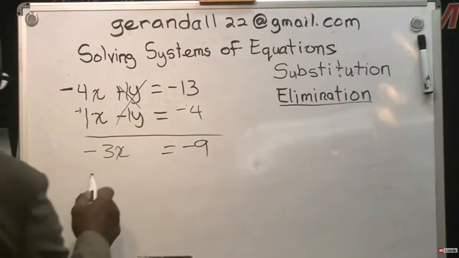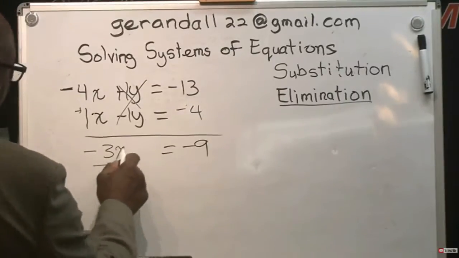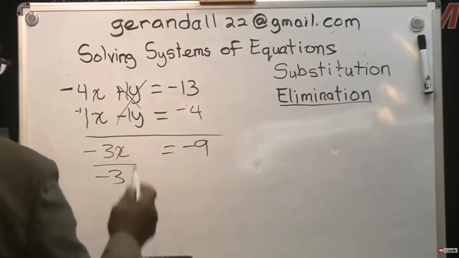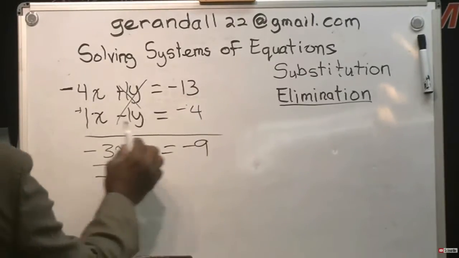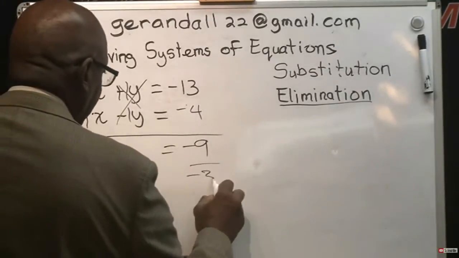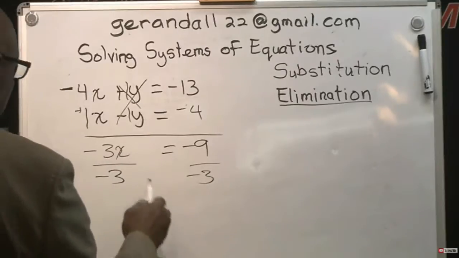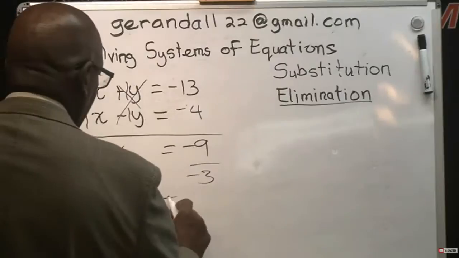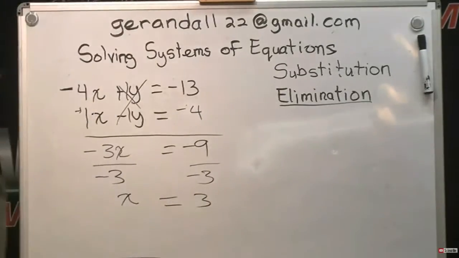Now we're solving for x. How do you undo multiplication? We divide by negative 3. Whatever you do to one side of the equal sign, you must do to the other. So we divide by negative 3. And we're left with x, and x equals 3. So we found the value of one of these particular variables.